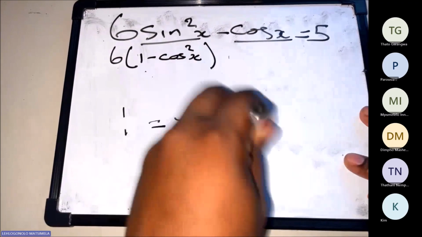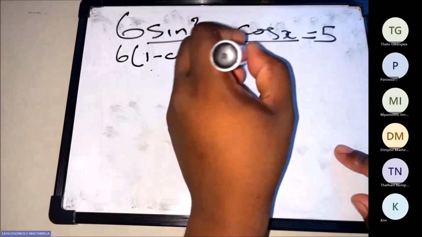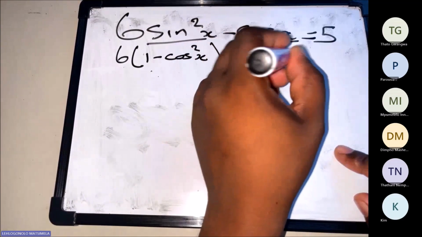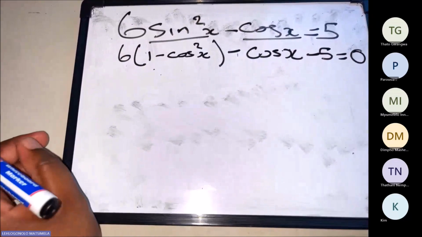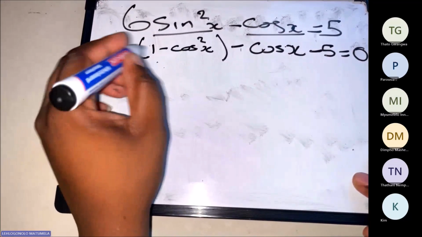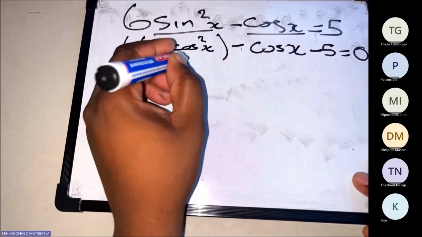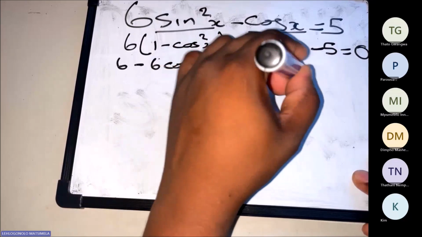Which means now I got rid of sine. What do I do? I simplify by taking the 5 from the other side to this side. I will multiply it by negative. Then the other side remains 0. Then here I simplify, removing the brackets. I will have 6 minus 6 cos squared x minus cos x minus 5 is equal to 0.